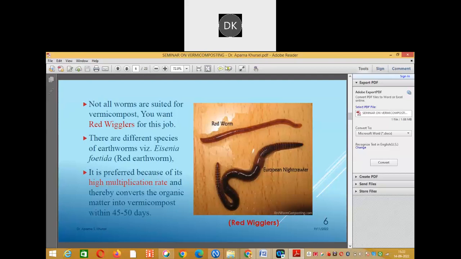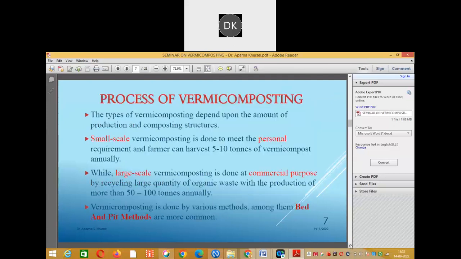Not all worms are suitable for vermicompost. We have selected the red wiggler. Why? Because it has a high multiplication rate. That's why it is very suitable for this job. Next.